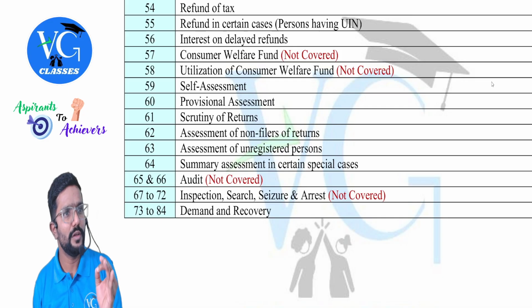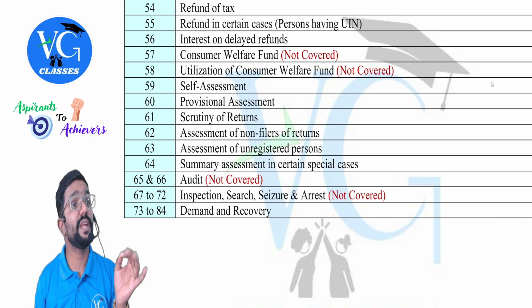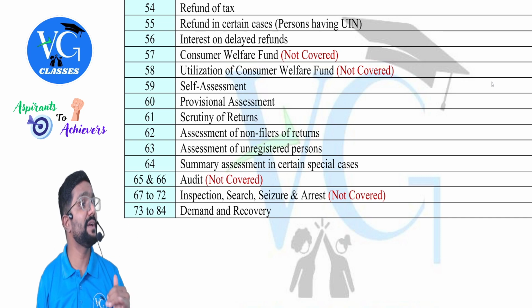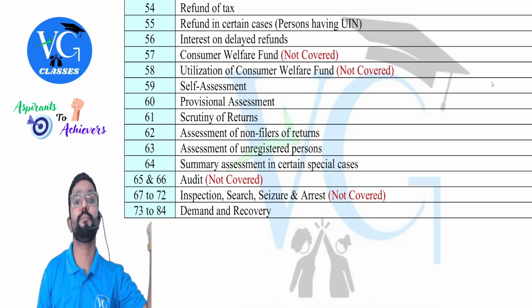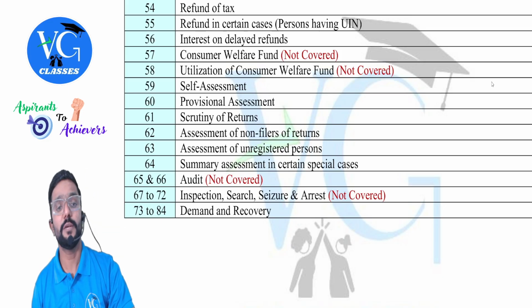Agency of UNO and foreign embassies have to obtain UIN only for the purpose of claiming refund of input tax they have paid on their inward supply. That procedure is covered in section 55, guys.